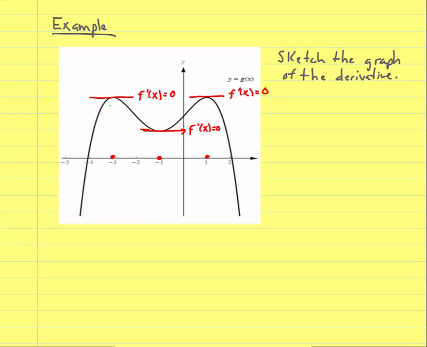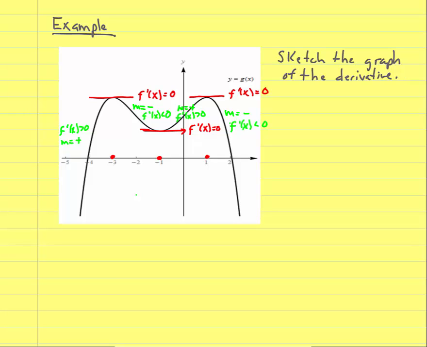Now remember, over here my slopes were positive, so that means f prime of x is greater than 0, or it's positive. On this interval between -3 and -1, I have negative sloping tangent lines, so my slope is negative. F prime of x is less than 0. Here I have positive, slope is positive, f prime of x is greater than 0, and then my slope to the right of 1 is negative, so f prime of x is less than 0.